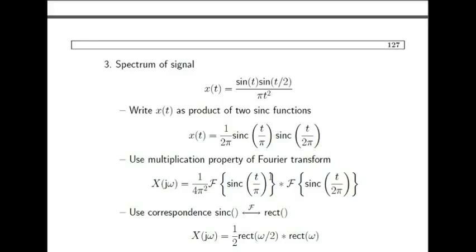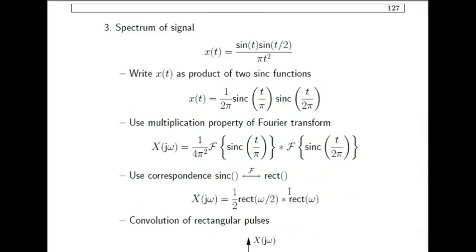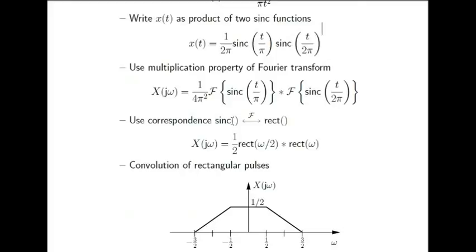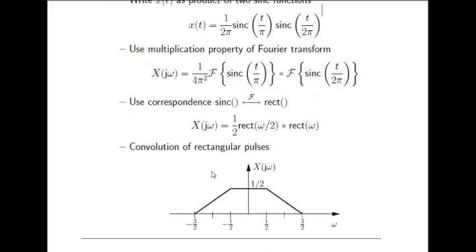With the multiplication property of the Fourier transform, I can find that X(j omega) will be 1 upon 4 pi squared. This is because 1 upon 2 pi is also there in the multiplication property: the Fourier transform of this function convolved with the Fourier transform of this function. I get this result because the Fourier transform of a sinc function is a rectangular function, and convolution of rectangular pulses gives us the trapezium, as you can see here.